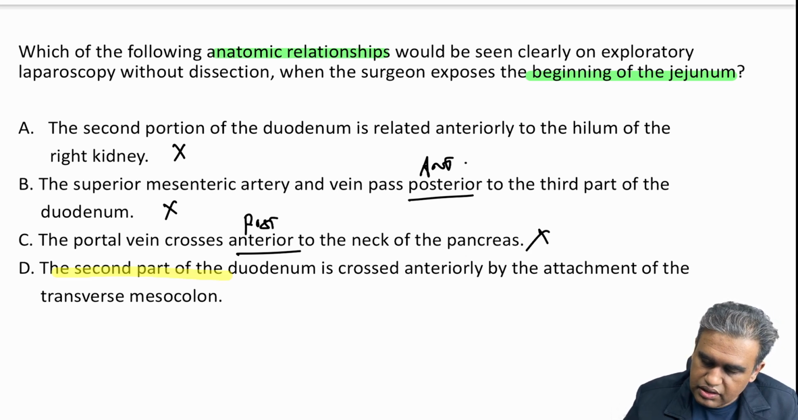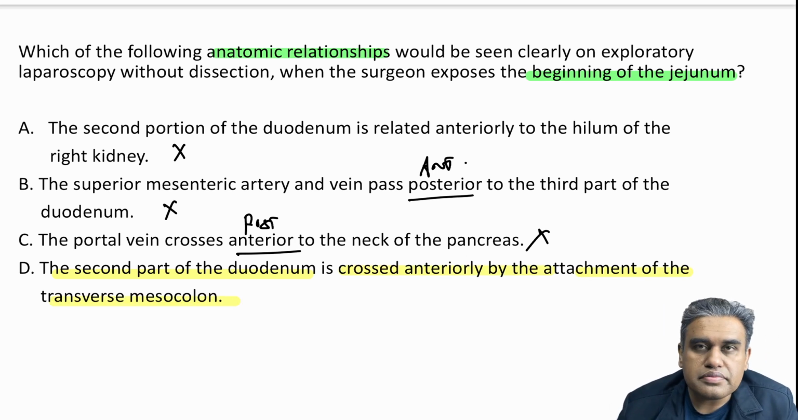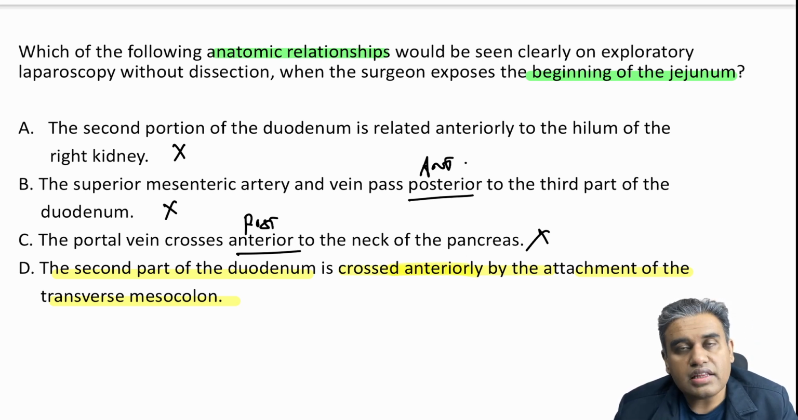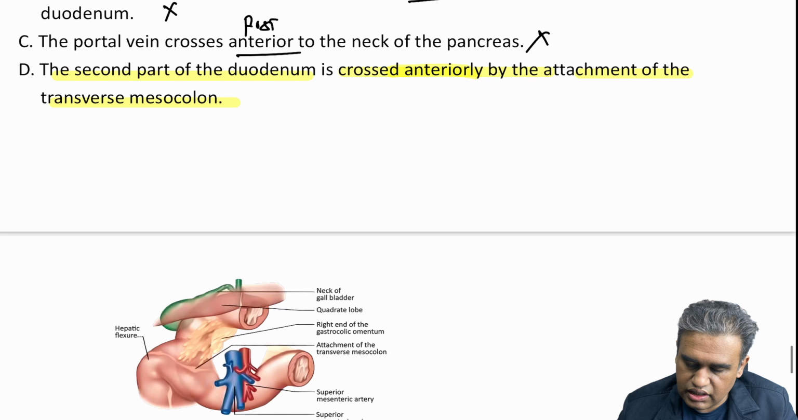Second part of the duodenum is crossed anteriorly by the attachment of the transverse mesocolon. This is what you will see. Why? Because though the duodenum is retroperitoneal, here they are talking of the structure in front of the duodenum. So obviously you see the transverse colon and the mesocolon. That mesocolon passes in front of the second part of the duodenum. So this is what you will see. Option number D. Let me show you an image over here.